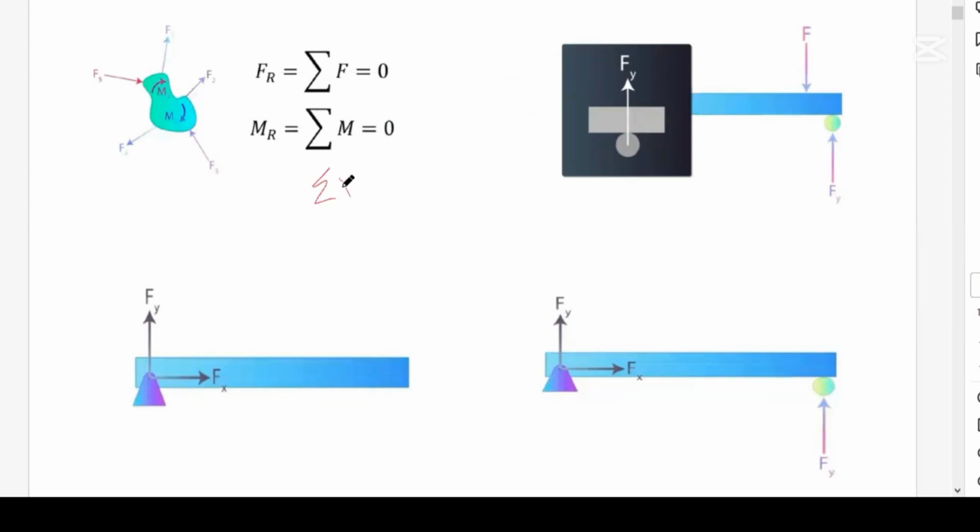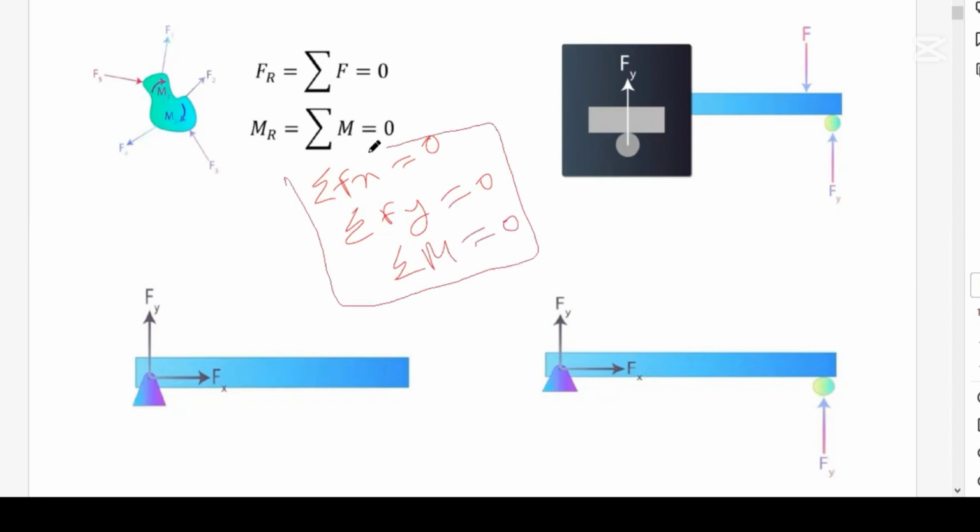First of all, summation of F_x equal to 0, summation of F_y equal to 0, and summation of moments equal to 0. So for the body to be in equilibrium, we have to satisfy three conditions: summation of F_x equal to 0, summation of F_y equal to 0, and summation of M equal to 0. Now take a look at the reactions to solve all kinds of problems regarding equilibrium of rigid bodies.